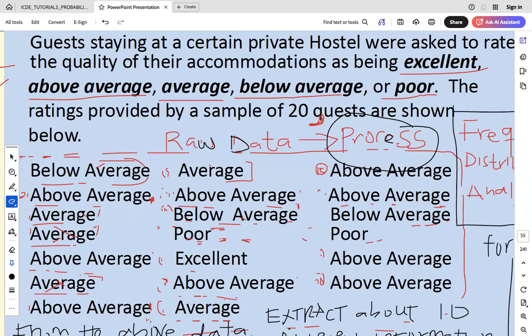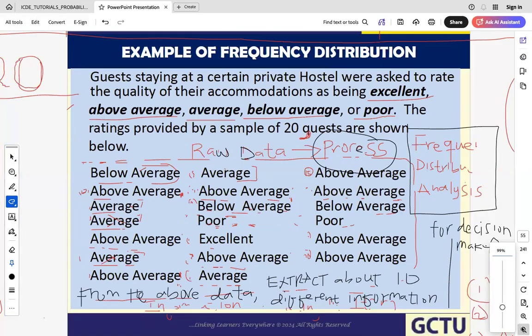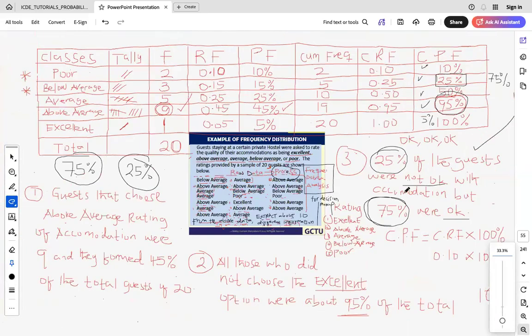But when you are able to use the frequency analysis to do what we have done, and then you show him this picture, this information table, which we call empirical. This is empirical evidence. It's not something you wrote from your mind. You took it from the data. And the evidence from the data is saying that 25% of the guests were not okay with the accommodation.